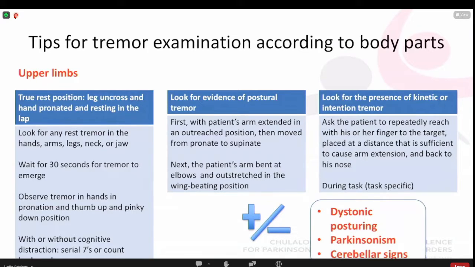But the key is you have to ask the patient to reach to the end of the distance of the patient's arm to see all the components of the kinetic tremor. And also you have to look for other features like dystonic posturing, co-existing parkinsonism, and also cerebellar signs, that are also quite common to occur together with the tremor.